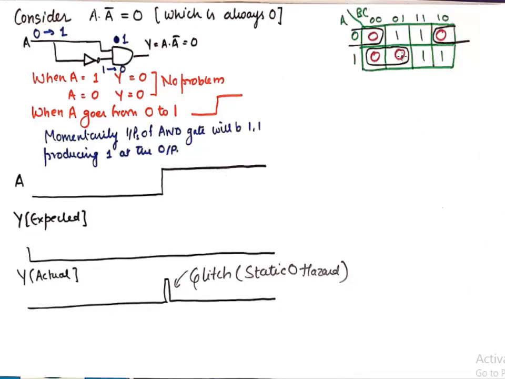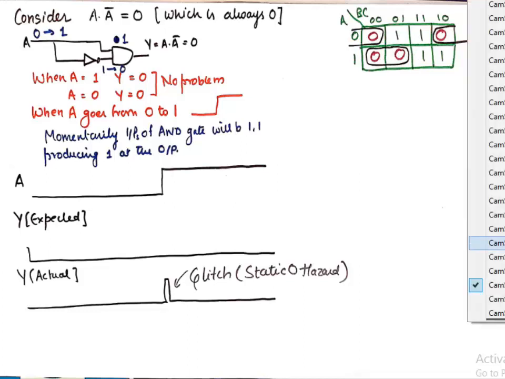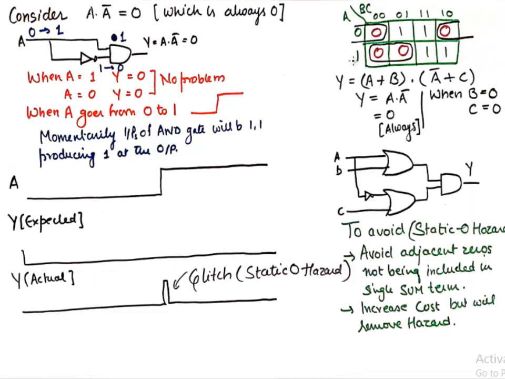With the same example that we took in the previous session, now we are dealing with product of sum terms. So we'll pair zeros. Ideally you would have paired these two zeros and these two zeros, producing sum terms equivalent to these two, a plus b and a bar plus c. And when this special condition occurs, when b is 0 and c is 0, we get to a point where the output expression reduces to a dot a bar, which should always be 0.